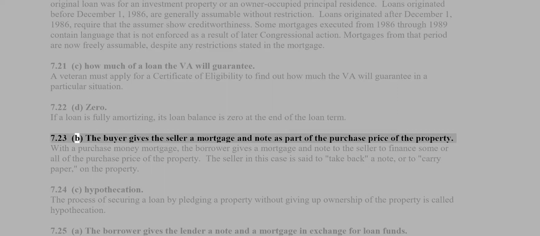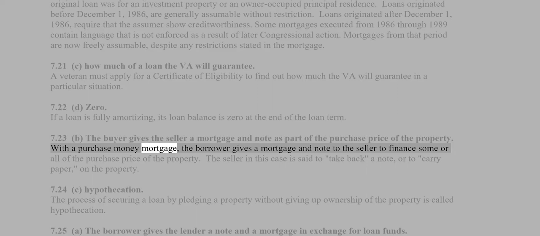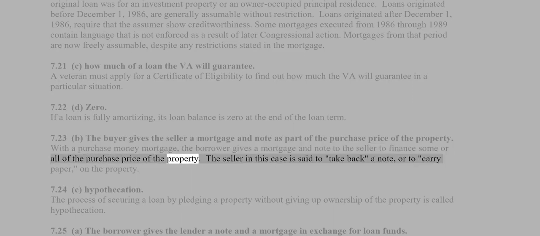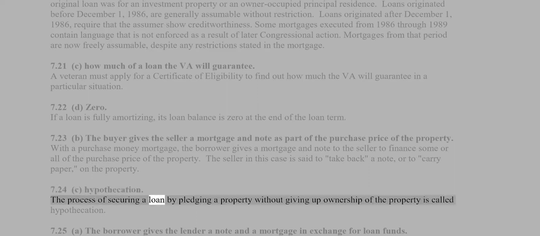7.23 b. The buyer gives the seller a mortgage and note as part of the purchase price of the property. With a purchase money mortgage, the borrower gives a mortgage and note to the seller to finance some or all of the purchase price of the property. The seller in this case is said to take back a note, or to carry paper, on the property. 7.24 c. Hypothecation. The process of securing a loan by pledging a property without giving up ownership of the property is called hypothecation.